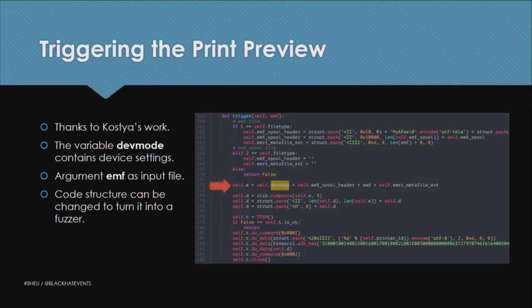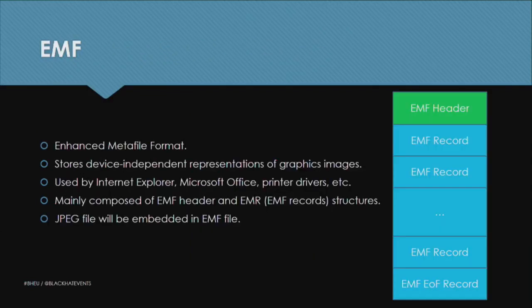In this POC code, the variable dev mode contains many preview settings such as the preview page width and height. Variables EMF spool header and EMR metafile ext commonly need no change. What we should do is prepare a crafted EMF file as the argument of this trigger function. Then it will be fine to do the print job for us. Obviously, this code structure can be easily changed to make a fuzzer as well.